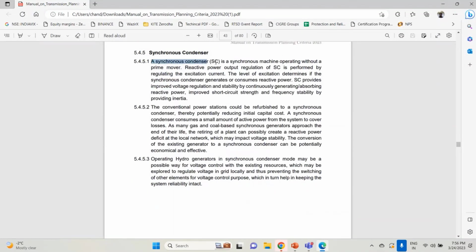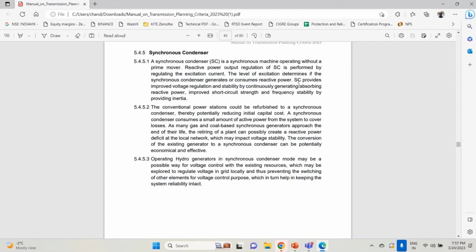And then this synchronous condenser is a synchronous machine operating without a prime mover. So there is no prime mover rotating the rotor. Reactive power input and output regulation of the synchronous condenser is performed by regulating the excitation current. You control the excitation current, and excitation current can be drawn from the system. The level of excitation current determines if the synchronous condenser generates or consumes reactive power.